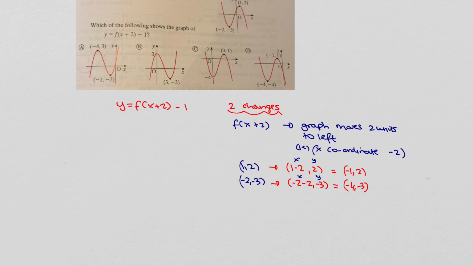However, there is another change, okay? And the other change is that we have taken the function and we have subtracted 1 from it. So it's f of x minus 1. So in other words, whatever our function is, minus 1. So what this tells me is that the graph is going to move down the y-axis, in other words, it's the y-coordinate minus 1.